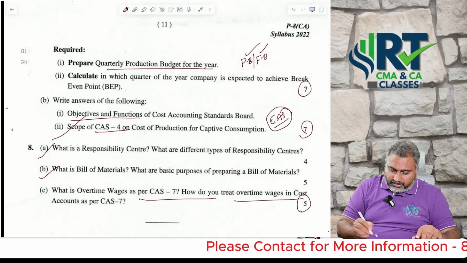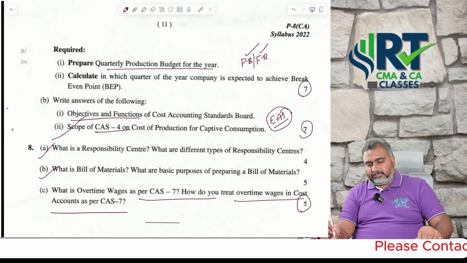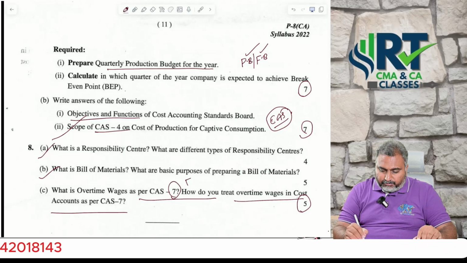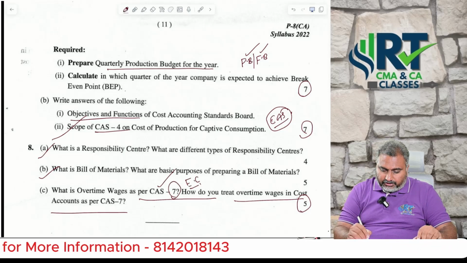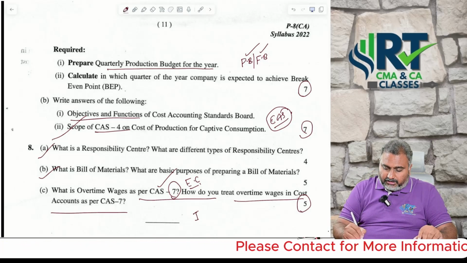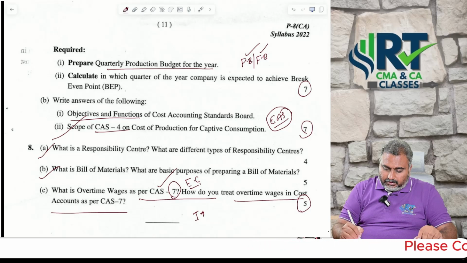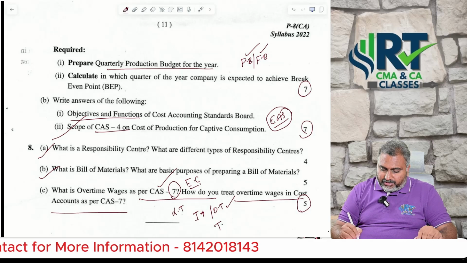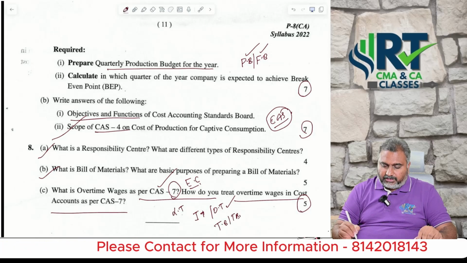How to do overtime wages in cost accounting under CAS 10. CAS 7 is regarding employee costing, Nana. That's the reason they are using. So already I indicated under important questions: ideal time, overtime, its accounting treatment, labor turnover, timekeeping and time booking as well.